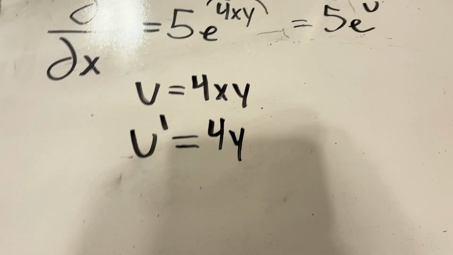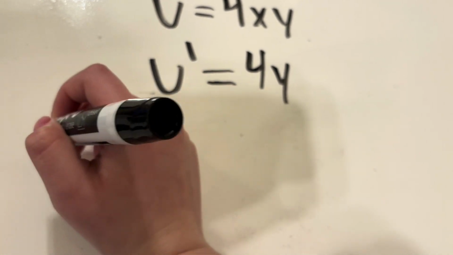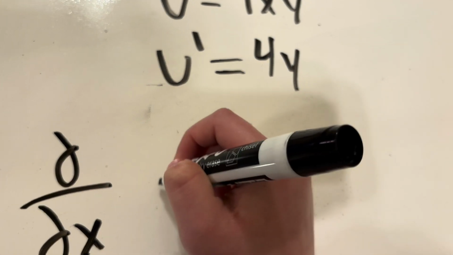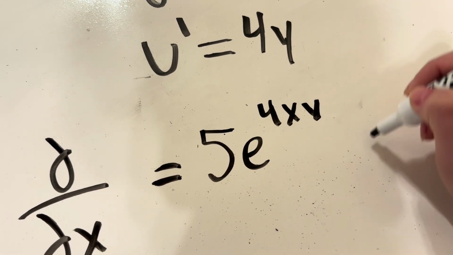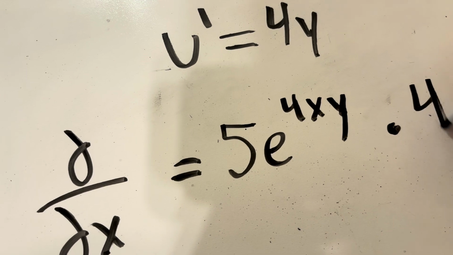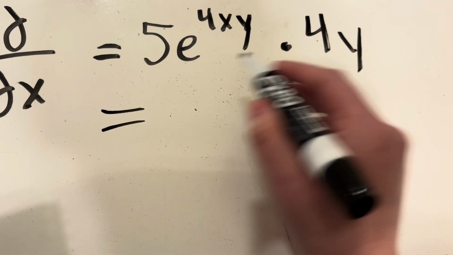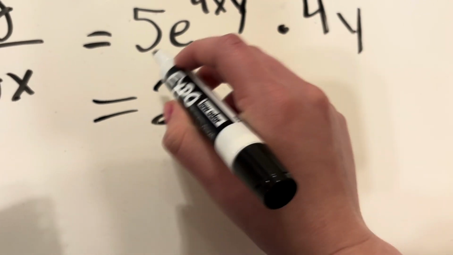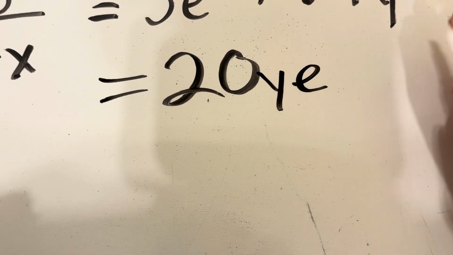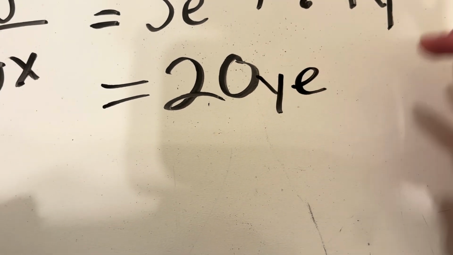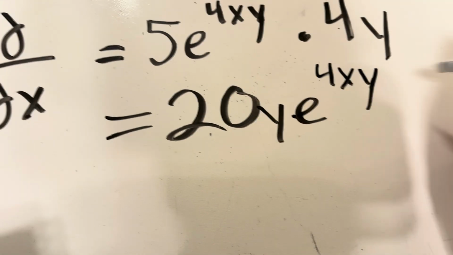Now that we have that solved out, we're going to have to plug it back into our equation. So it'll be equal to 5e to the 4xy times 4y. Now to multiply this out, you will have 20, 4 times 5, y, since those multiply together, to the e, with e to the power of 4xy. And that is our answer.